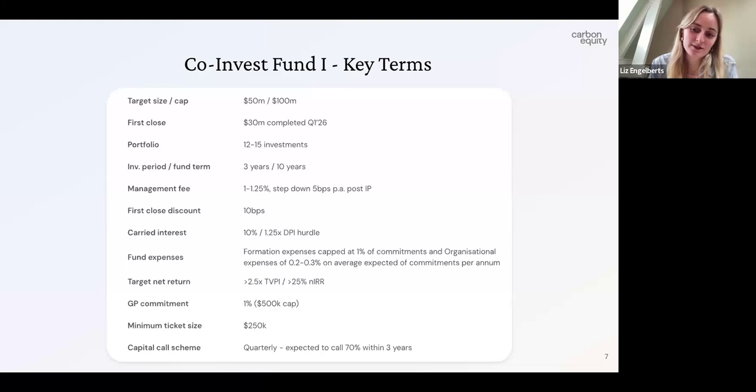So they are also aligned on financial incentives. And there's a minimum ticket size of $250,000. I think it's good to know that this is a dollar fund, so the capital calls will be in dollars. We have quite some investors that have a dollar account, but if you do not have a dollar bank account, then you have to see how you want to change the currency, or maybe get a dollar bank account. It's really easy as well. And then we have a quarterly capital call scheme where we expect to call 30% in the first year.